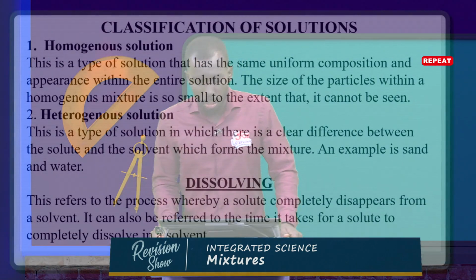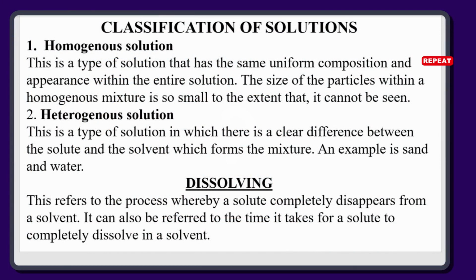Now we go to classification of solutions. Classification of solution. Just as we did with liquids, or just as we did with mixtures, same thing happens here. Now, the first is what is called homogeneous solution. This is a type of solution that has the same uniform composition and appearance within the entire solution. So it is just like we had with homogeneous mixtures. So with here, homogeneous solution just simply means that there's no clear distinction between solid particles and solvent particles.